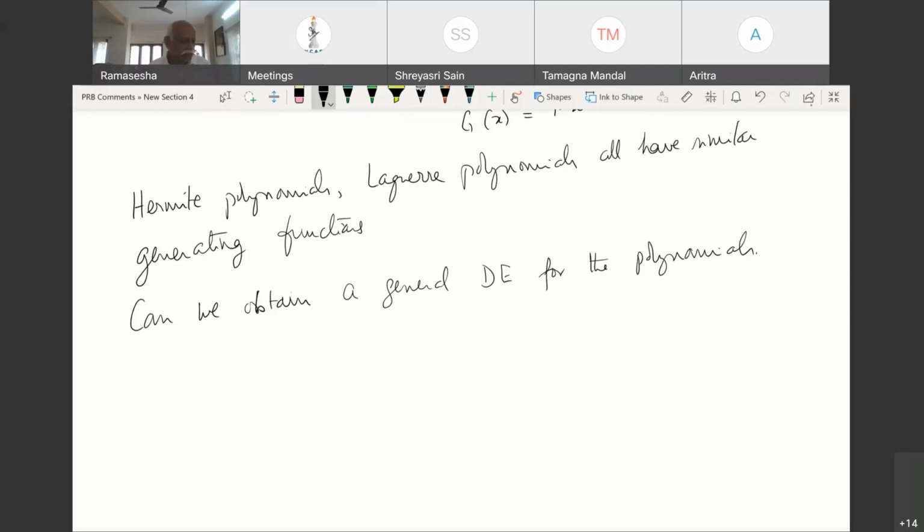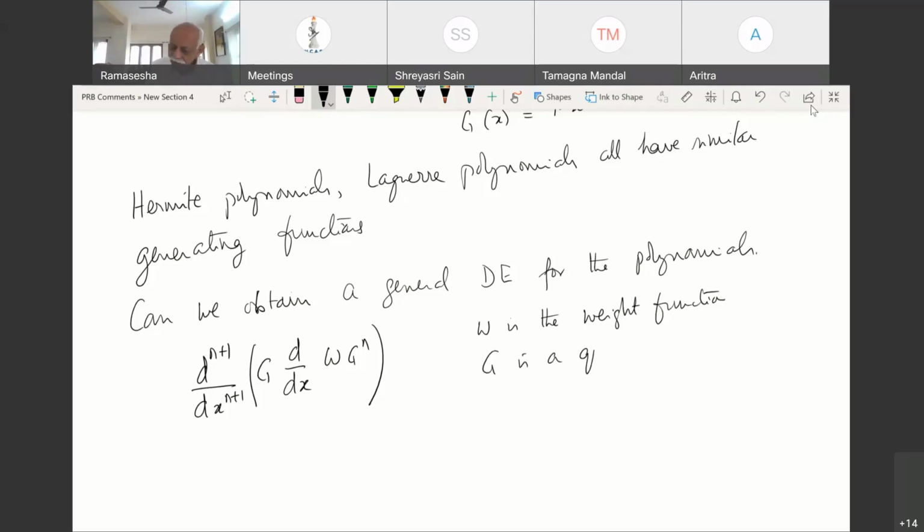So let us consider the following term: d to the power n plus 1 by dx to the power n plus 1 times d by dx of W G to the power n. Okay, so W is a weight function, and G is a quadratic polynomial, a polynomial of second degree.